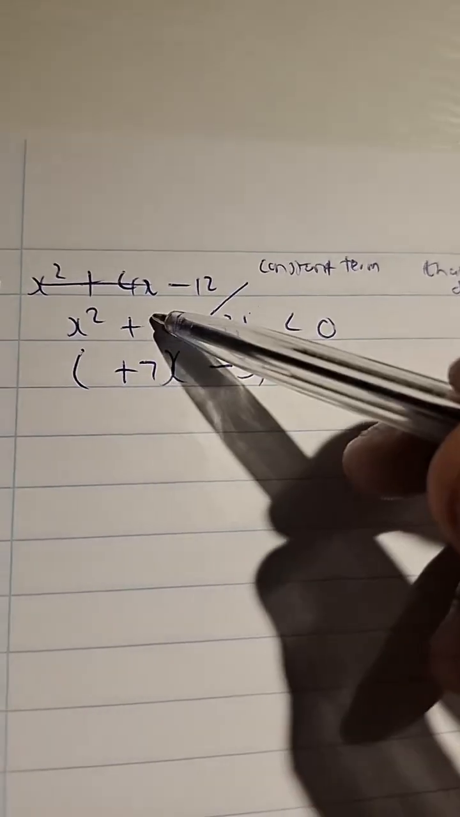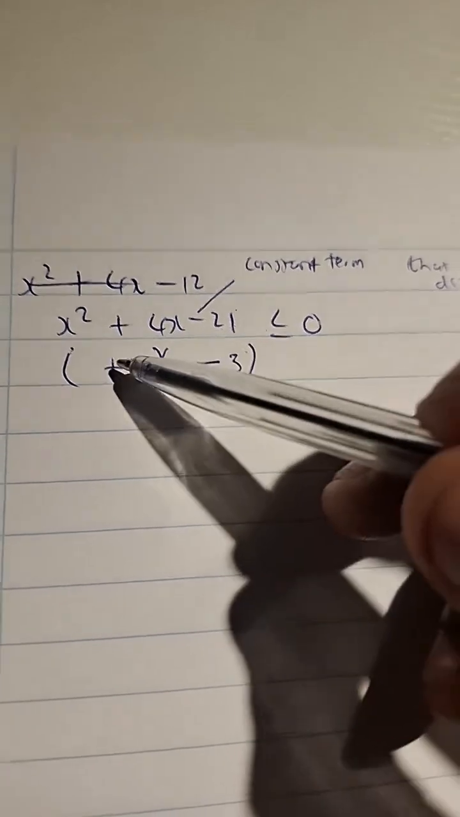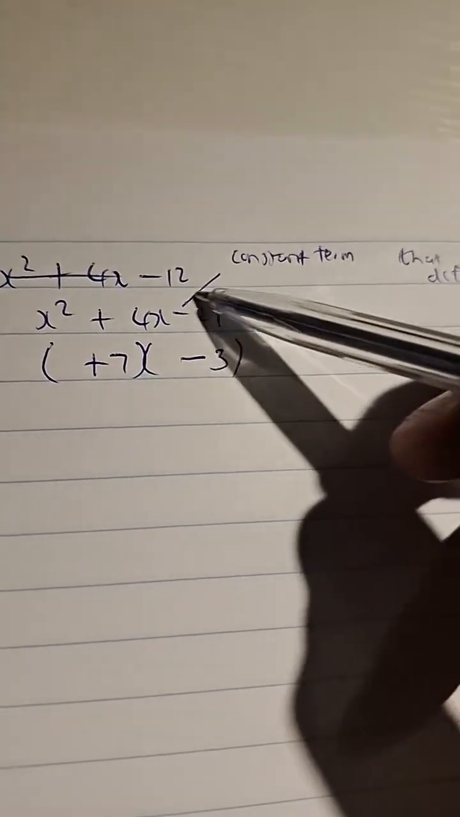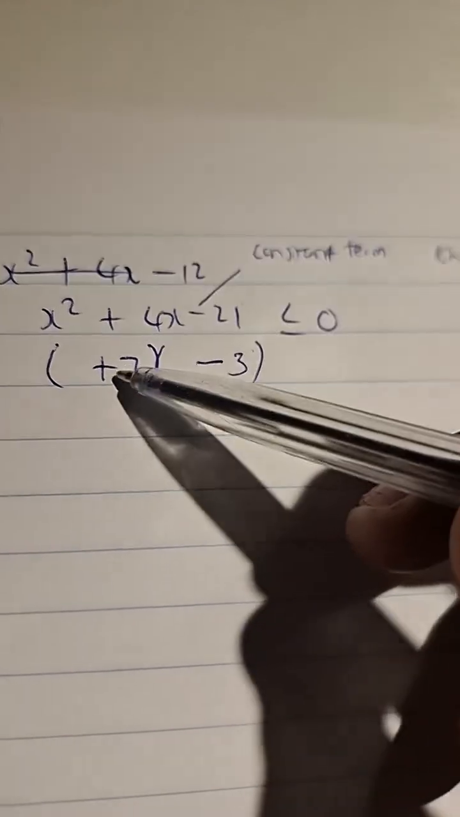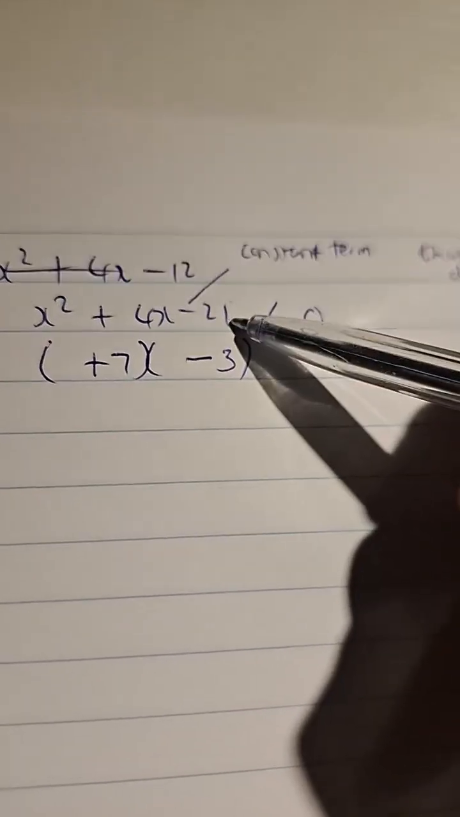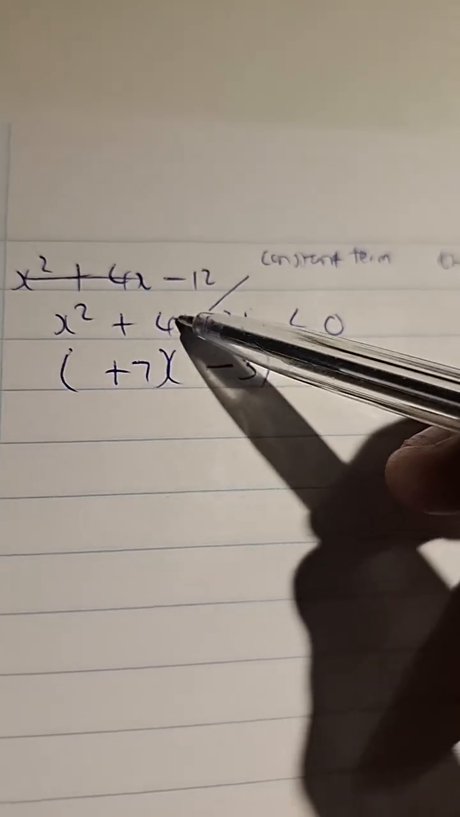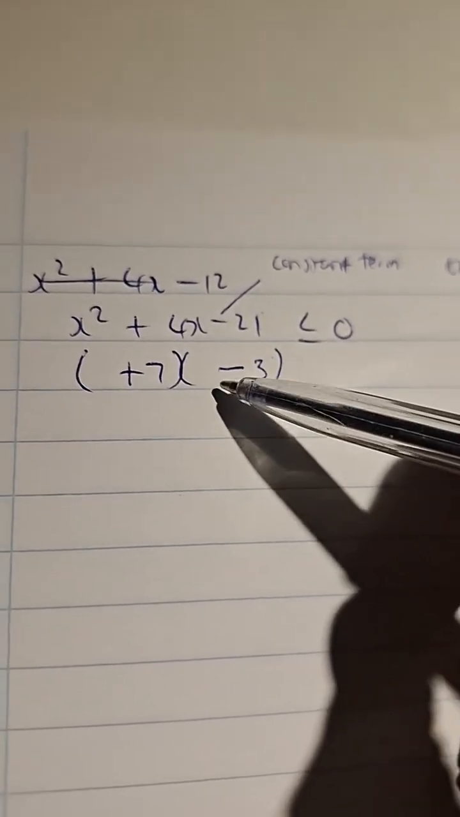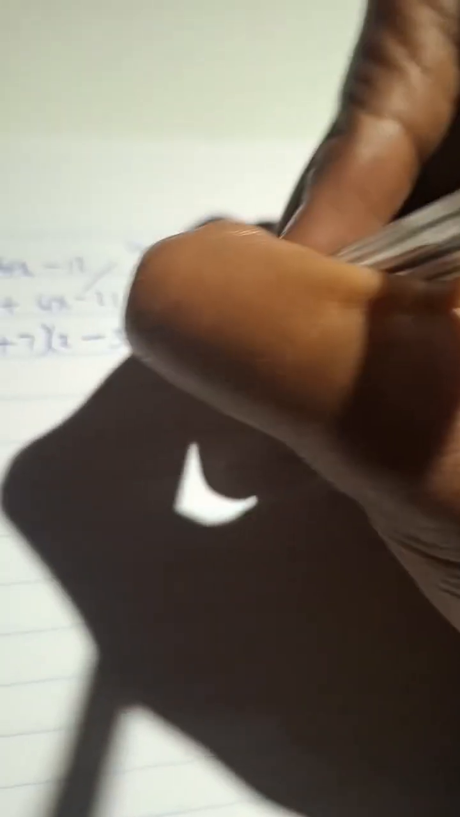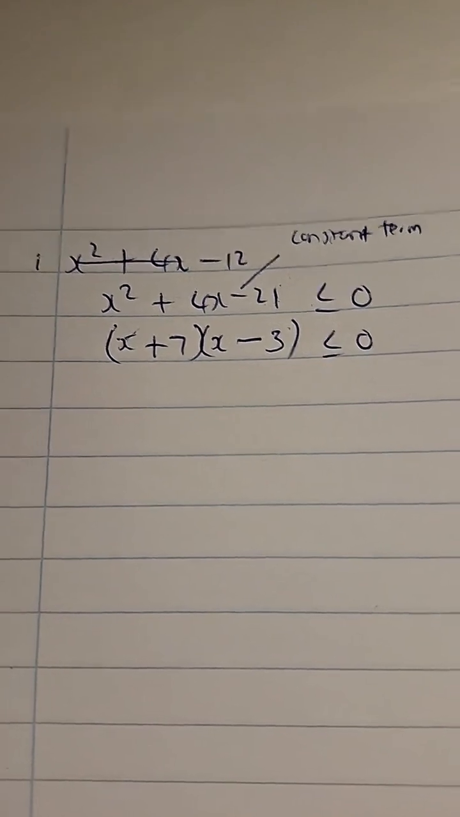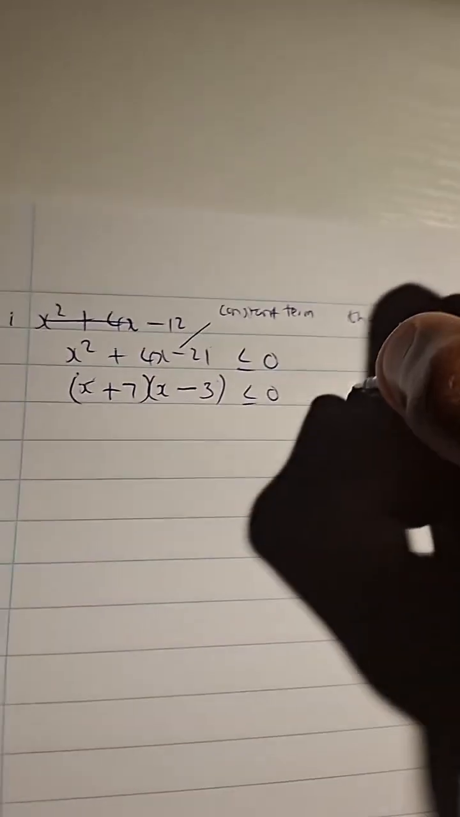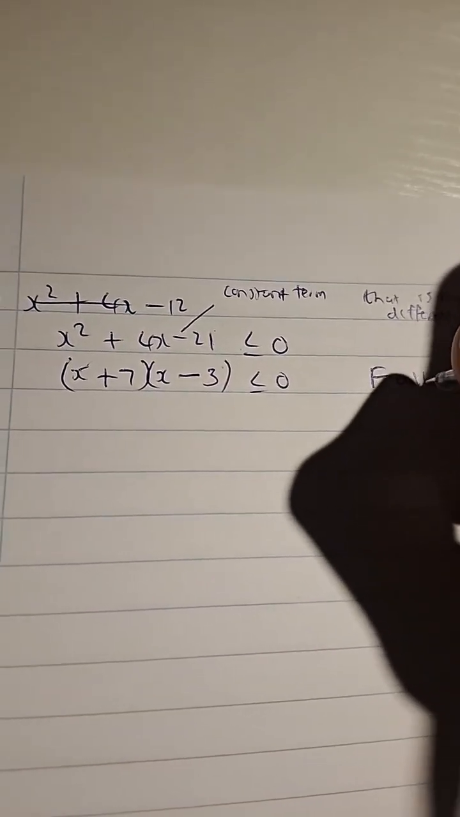So when you add them, you need to get the coefficient of the middle term. When you multiply them, you need to get the constant term. And this is very important. Then, of course, x squared we get by saying x times x. So this here is the factorization of this trinomial that is quadratic in nature. Okay, so factorize. That's step 1.